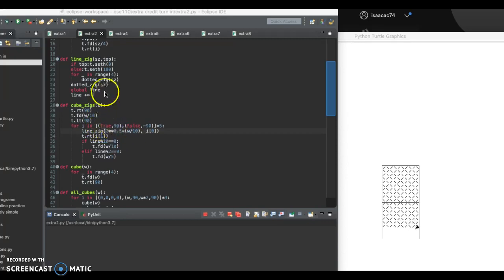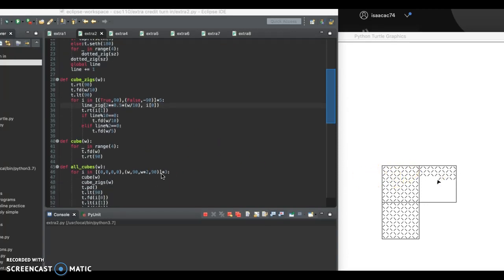Then we have the cube of zigs, which goes through and tells line of zigs if it's on the top or the bottom. It also checks the line, and if it's divisible by 10, that means it's at right here or right here. It's at the bottom of one of the cubes, and it will go forward. But if it's even right here, then that means it's one of these. So it'll also go forward, but a greater amount.